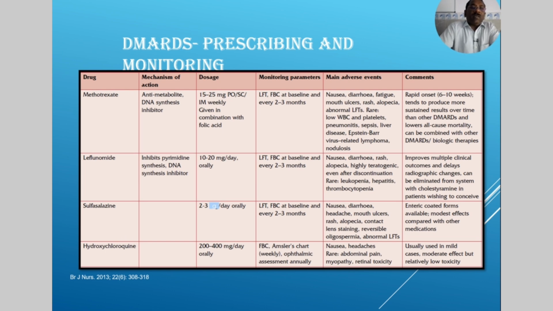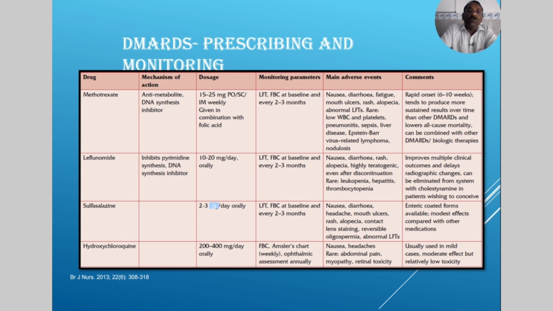Leflunomide inhibits pyrimidine synthesis, a DNA synthesis inhibitor. What about the comments? It improves multiple clinical outcomes and delays radiographic changes. It can be eliminated from the system with cholestyramine in patients wishing to conceive. See, this is very common in women who have rheumatoid arthritis before conception, and they are forced to take leflunomide. When they are very eager to conceive, you definitely have to stop the leflunomide and start cholestyramine to wash all the leflunomide out of the body. So it's a very, very important thing.